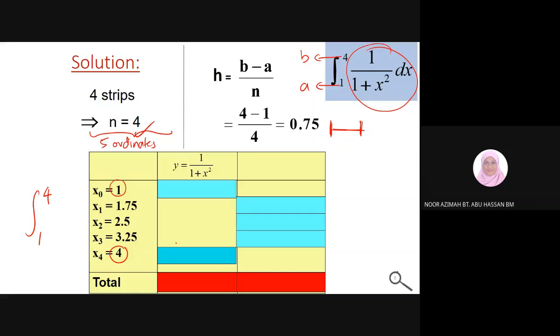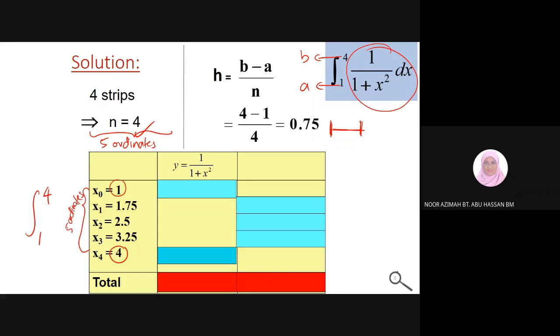5 values of x. So 5 values of x, kita start daripada x naught, x1. So x0 as our first x, and then followed by x1, x2, x3, x4. So ada 5 coordinate lah kat sini. Okay, 5 coordinates.